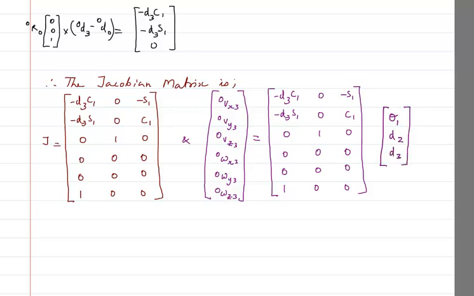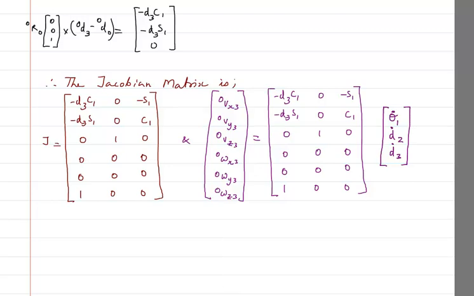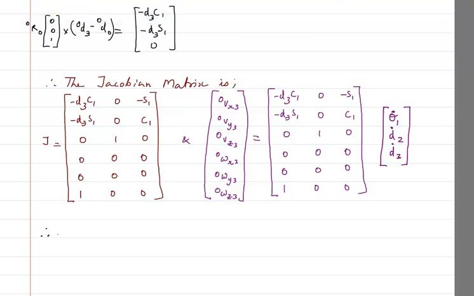This is just normal multiplication. When I multiply, I will be getting the values one by one. So this should be theta 1 dot, d2 dot, d3 dot, because that is the equation according to the kinematic equation. So now I have to find out 0vx3, or just vx. The x direction velocity, we just write vx sometimes.